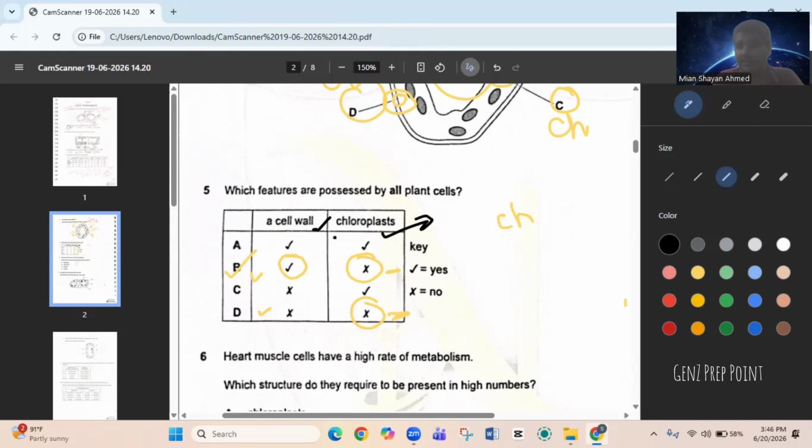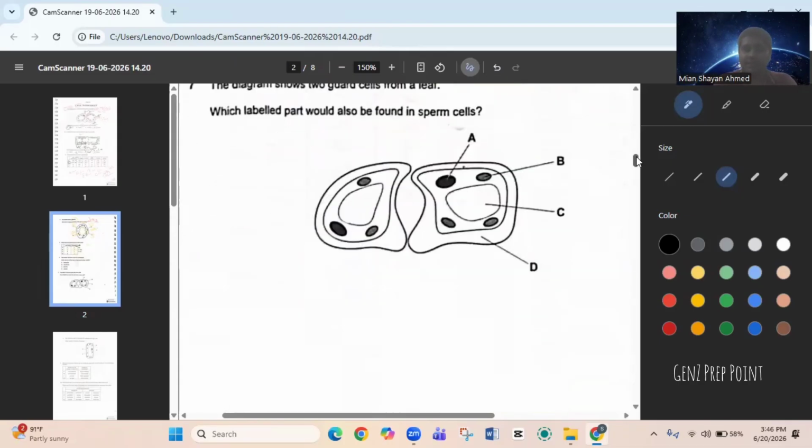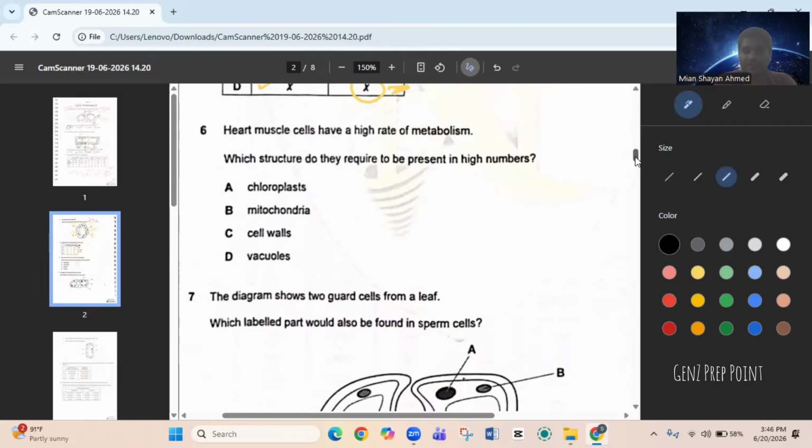Cell wall is present in all the cells. It protects the cell from collapsing due to dehydration or any other diseases. If we see, this is another question. Heart muscle cells have a high rate of metabolism.